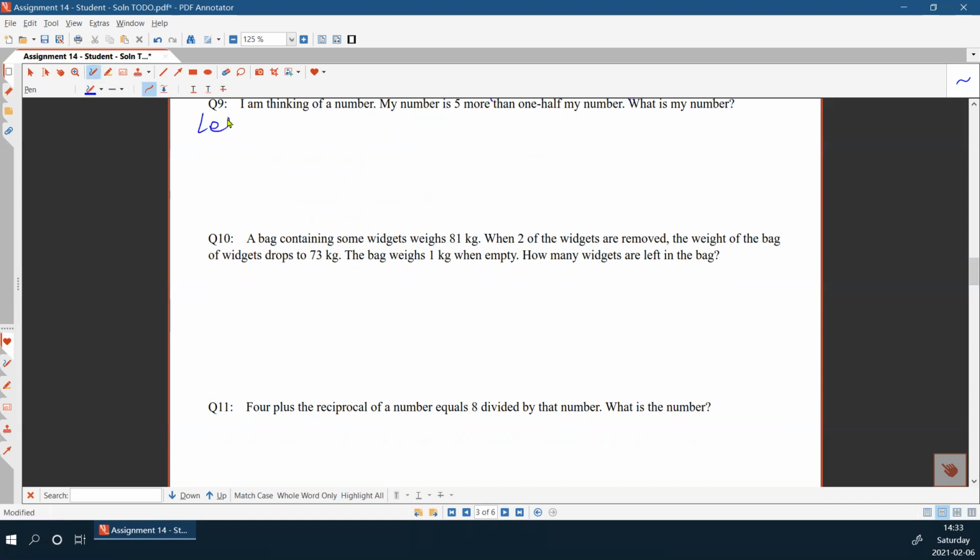So let's use an x to denote this number. And then according to the information given, my number is 5 more than. That means x, your number, is 5 more than, which means minus something is 5, right? More than what? 1/2 of my number. Okay, so this is our equation, right?